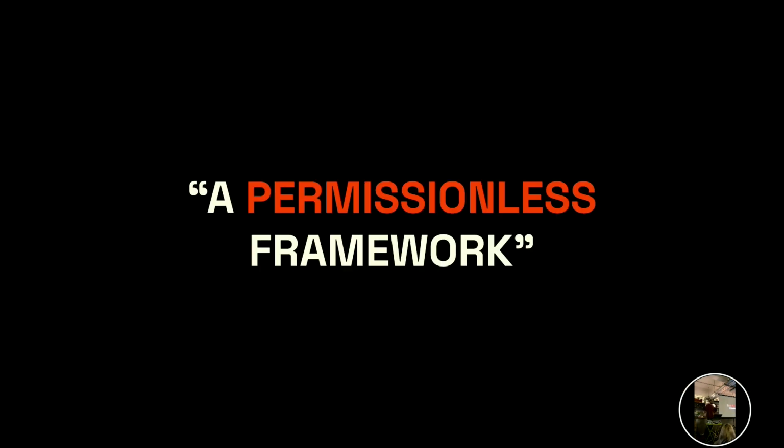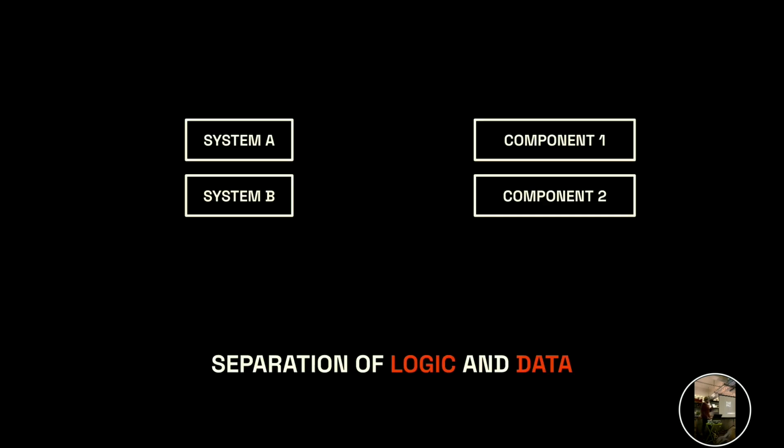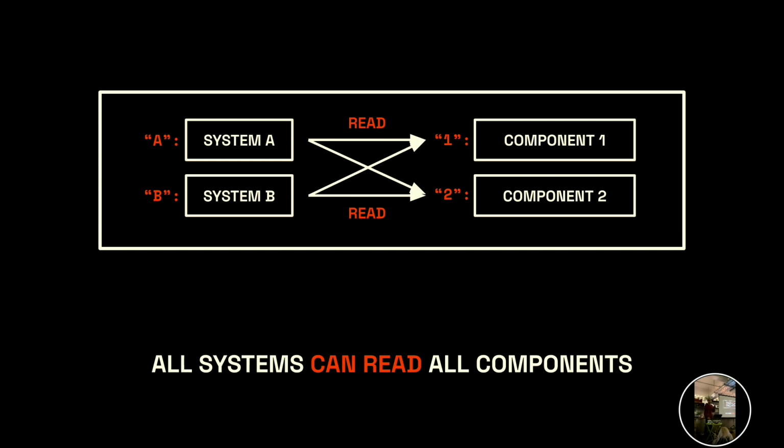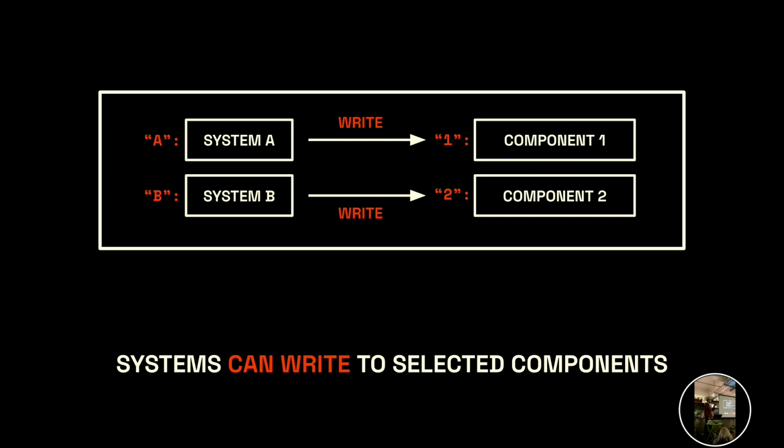MUD is also a permissionless framework. What does that mean? Let me explain. As I already mentioned, logic and data is separated into systems and components. All of those systems and all of those components are registered in a namespace that we call a world, and it's registered with a fixed ID. So you don't have to address the systems or the components with a dynamic address, but rather with that fixed ID. Every system can read from every component in our world, but systems can only write to the components that they have write access to.